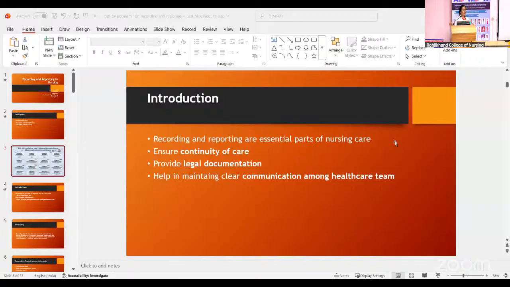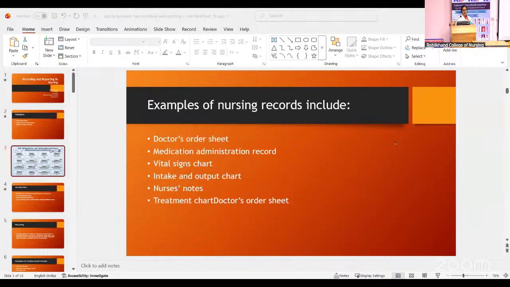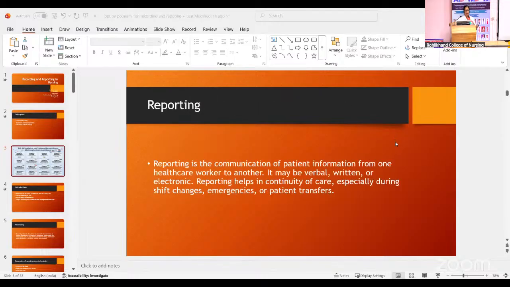So introduction I have told already. Recording: what is recording? What we are doing to the patient is all recorded. Examples of records are doctor sheet, medication administration sheet, vital sheet, intake output, nurses notes, treatment chart, doctor order sheet, which I have already told you.